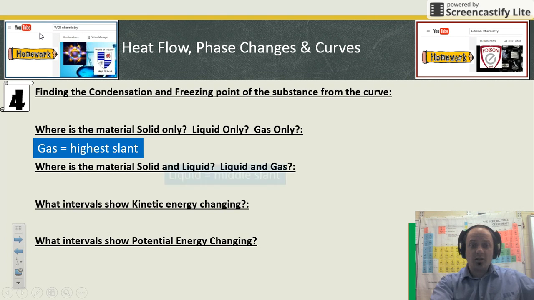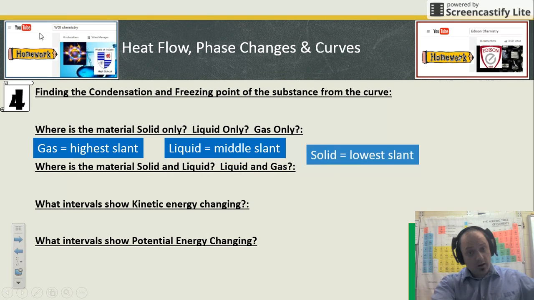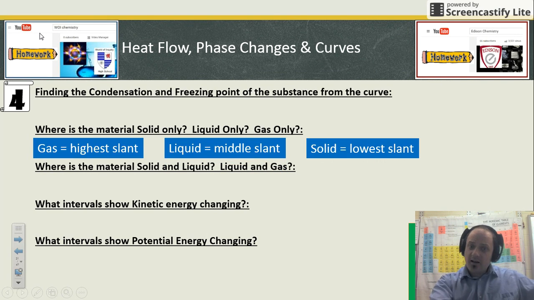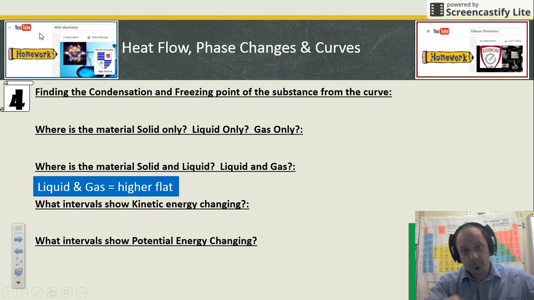Where are our solids, liquids, and gases only? Again, it's the slants, but it's the highest, the middle, and the lowest. So you have to look at the temperature to figure out if it's a gas or a solid. The higher the temperature, the more likely it's the gas phase. So look at the shape, the profile of the curve, and decide which one's the gas, which one's the solid. The liquid's always in the middle, so you have to decide which side's the solid, which side's the liquid. Only the slants, though.